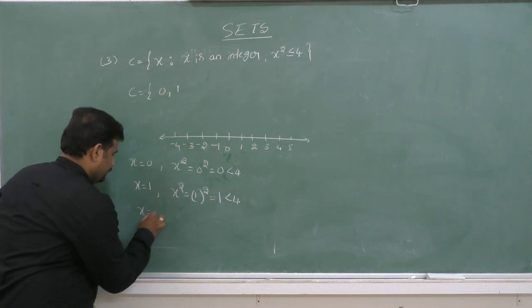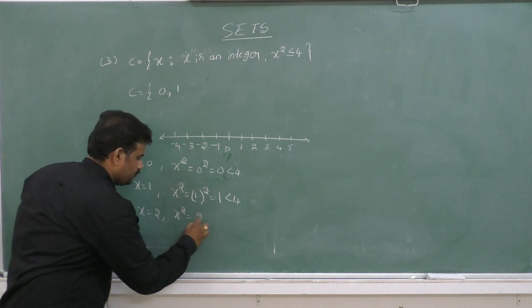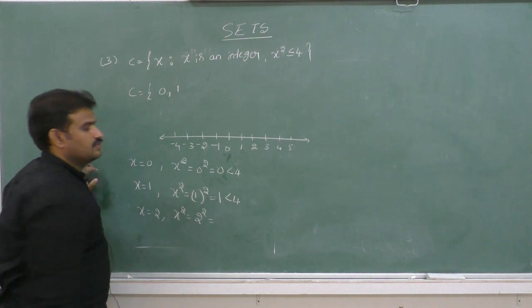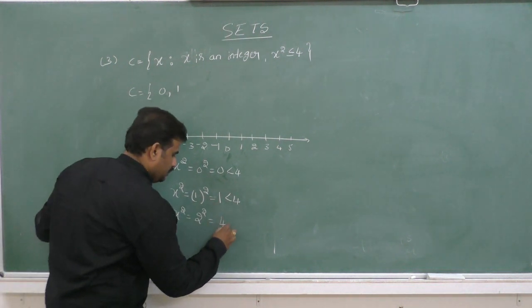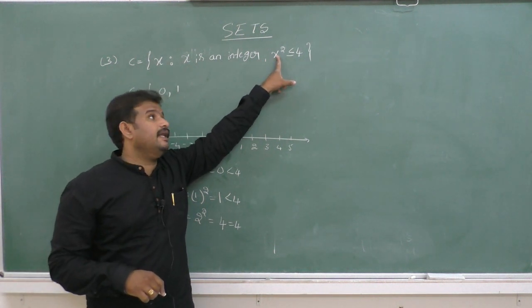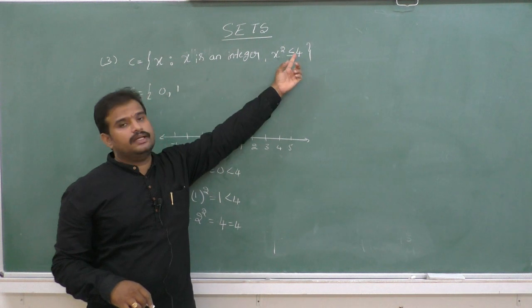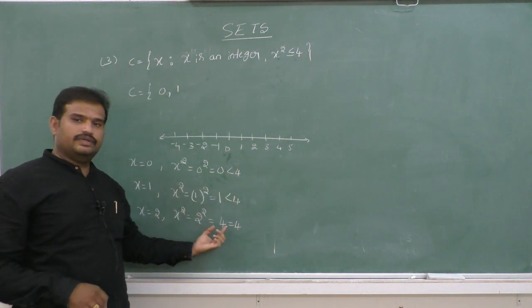Next, x is equal to 2. What about x square? That is 2 square. What is 2 square? It is 4, which is equal to 4, because the condition is given as less than or equal to. It should be either less or equal. So, clearly your 4 is equal to 4.